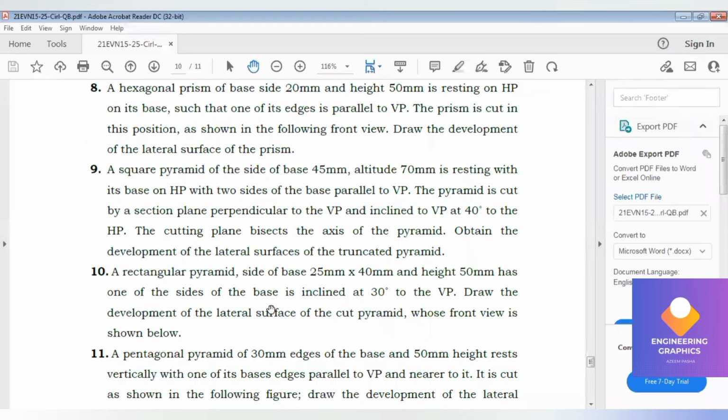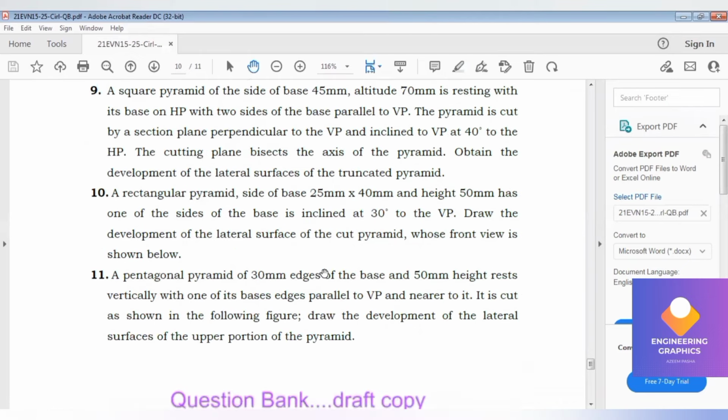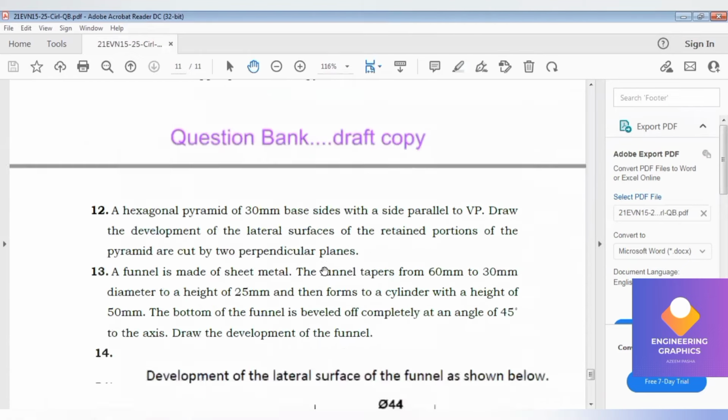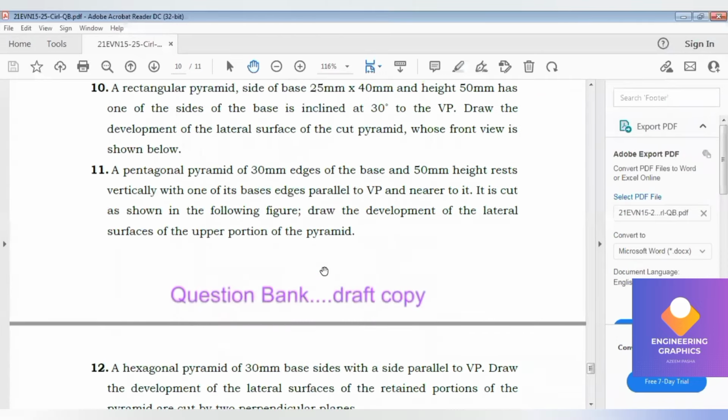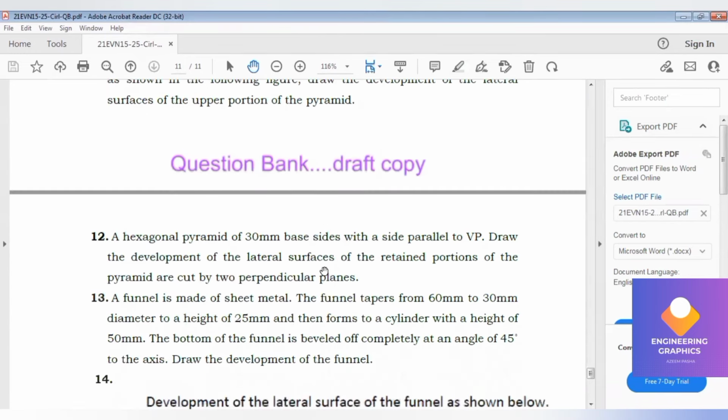I can see that problem number 10 also says the front view is shown below, but they have not given any kind of data. Question number 10, question number 11 and question number 12, all have inadequate data given.